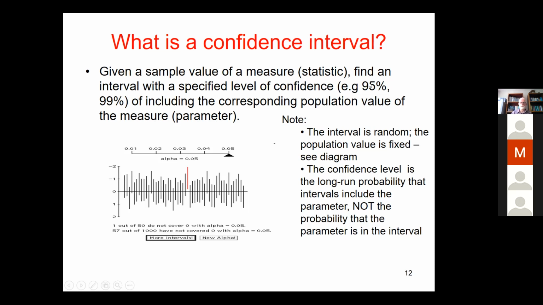But if you've got a 95% confidence interval, it means that if you spend a lot of your life doing confidence intervals, then 5% of the time you're going to miss. Your interval won't include the true value, the population value of the parameter, but 95% of the time it will. The crucial thing about a confidence interval may sound a bit picky, but it's very crucial: the interval is random, the population value is fixed. The confidence level is the long-run probability that the intervals include the parameter. It's not the probability that the parameter is in the interval. The probability is associated with the interval, not with the parameter. We'll see shortly that for Bayes intervals, it's the other way around.